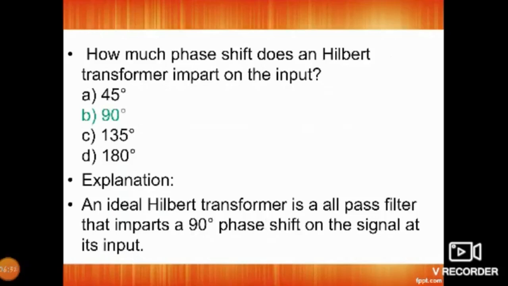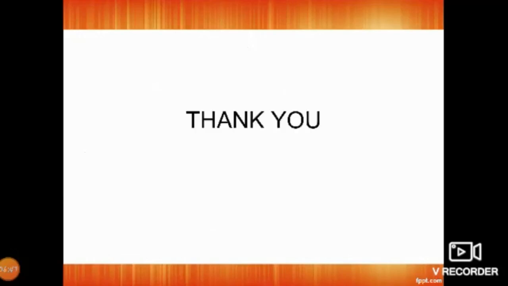And another question here: how much phase shift does the Hilbert transformer impart to the input? As from the definition we know it is a 90 degree phase shifter, that is, the given input signal which is represented as cosine will be converted to sine, so that it is a 90 degree phase shifter.